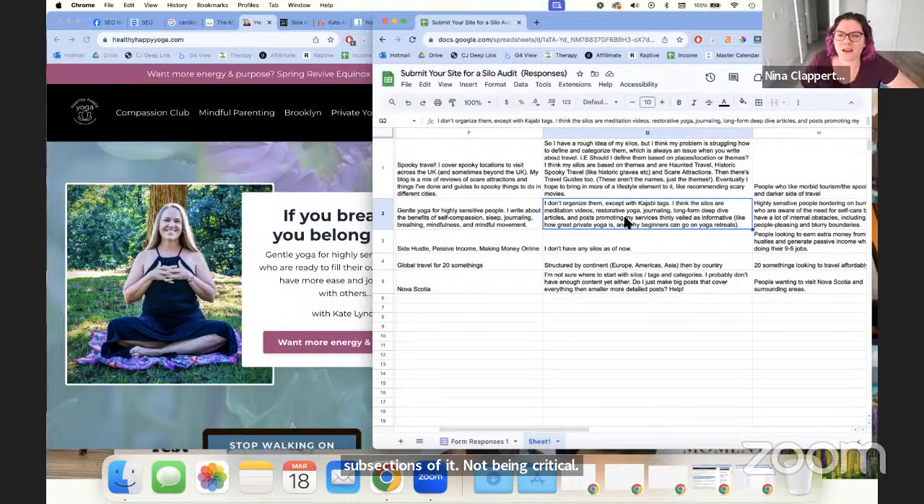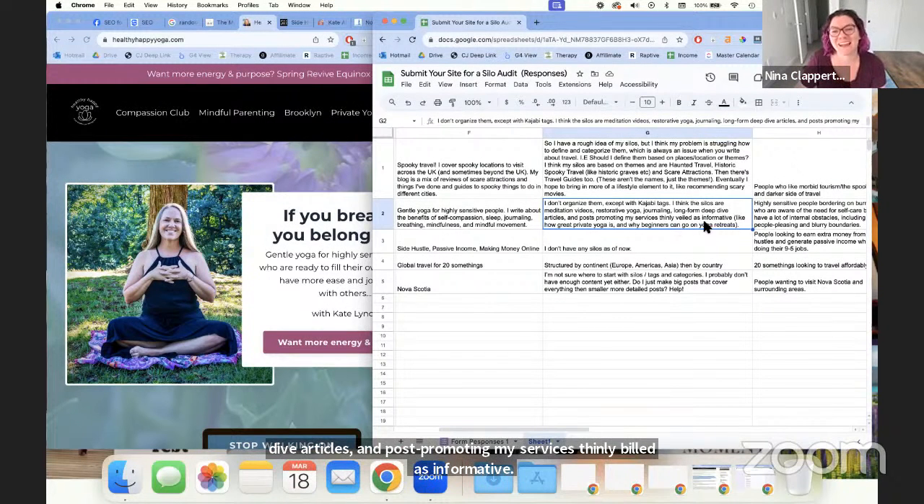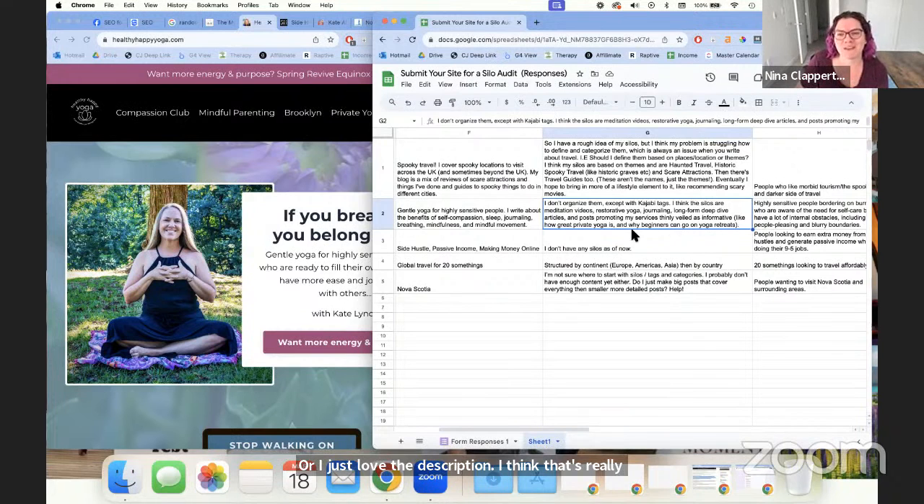Okay, then the silos. I don't organize them except with Kajabi tags. Oh, interesting. Okay. I think the silos are meditation videos, restorative yoga, journaling, long form deep dive articles, and posts promoting my services thinly veiled as informative. So I just love that description. I think that's really entertaining, but yeah, fair. Like how great private yoga is and why beginners can go on yoga retreats.